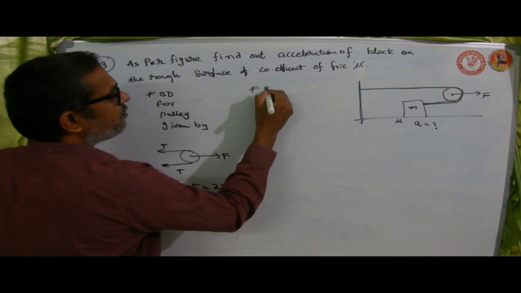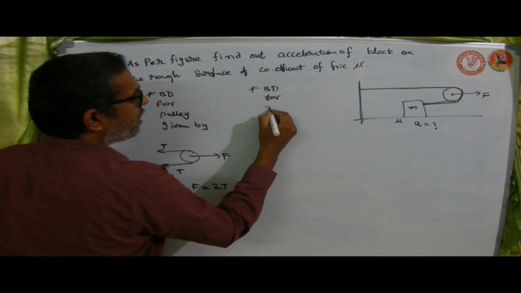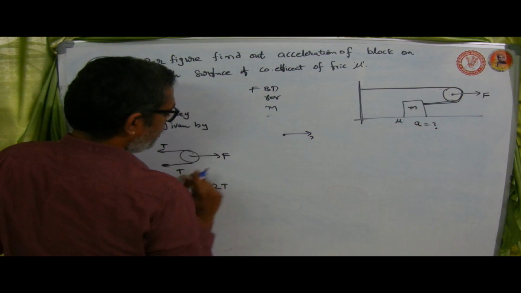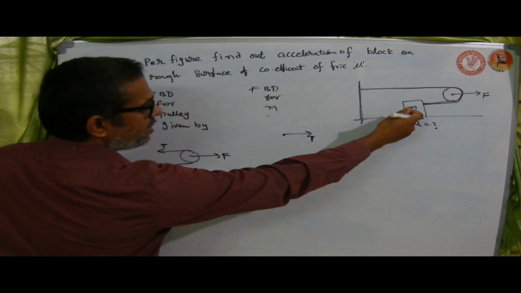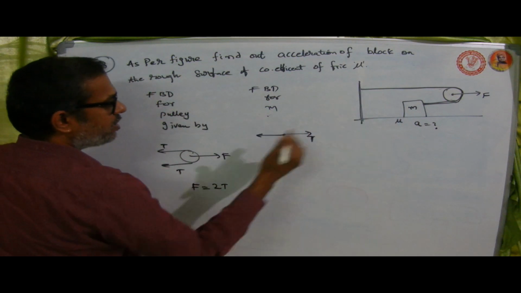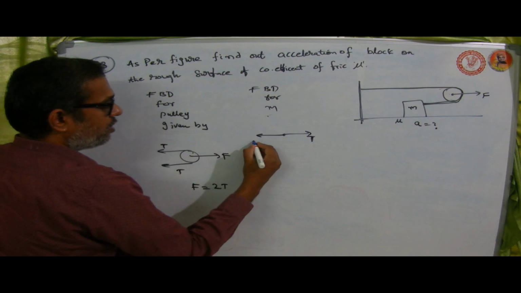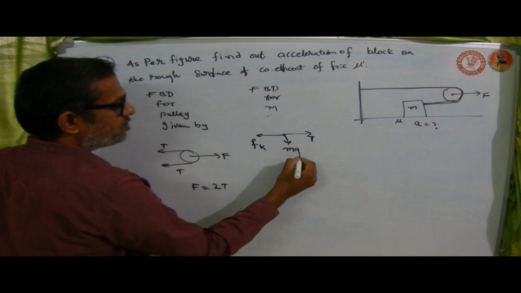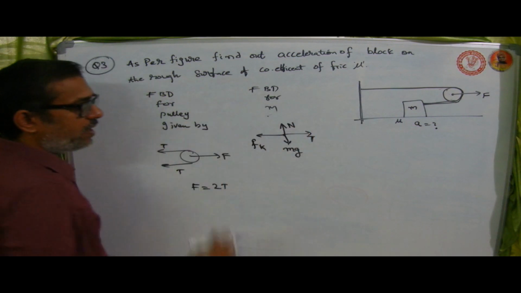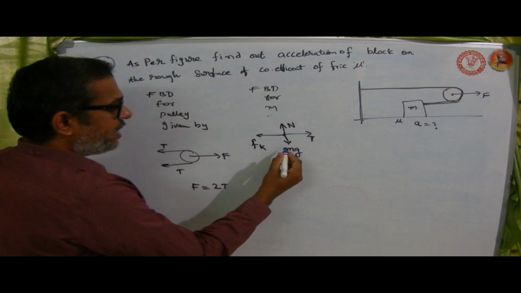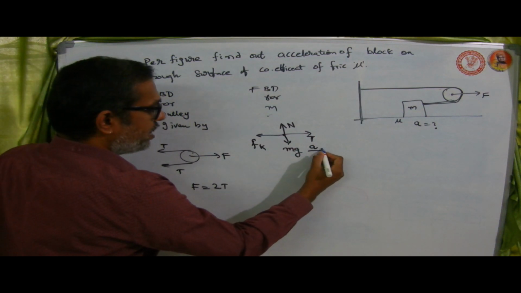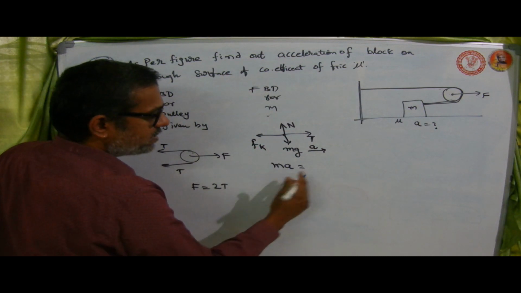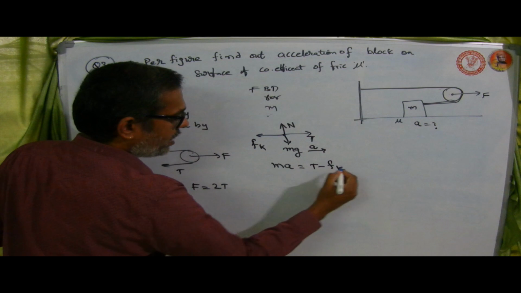Now consider the free body diagram for block M. It is being pulled in this direction with the tension T, and on the back side we have the frictional force Fk because of kinetic friction. This is the gravitational force mg and the normal reaction, like this. Further, we indicate the acceleration towards the tension direction. Upon substitution, m into a is equal to T minus Fk.